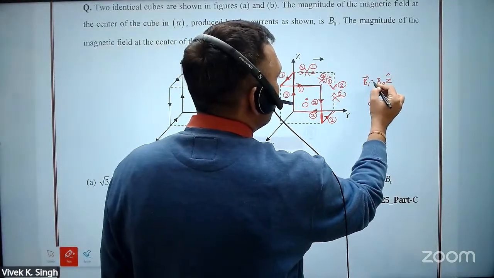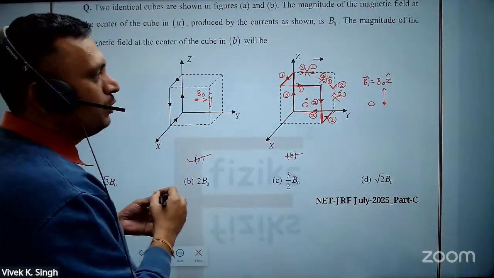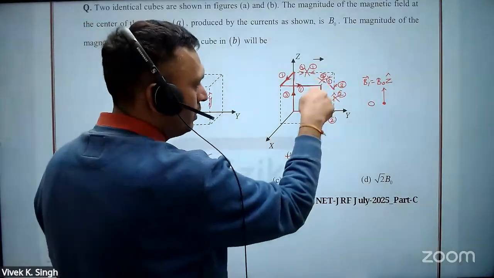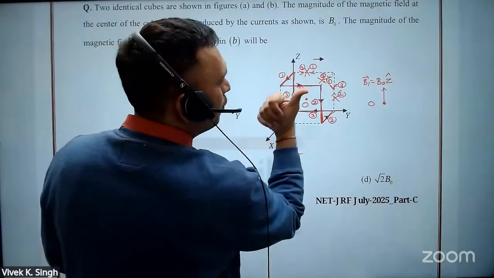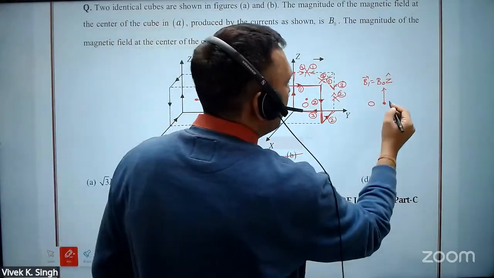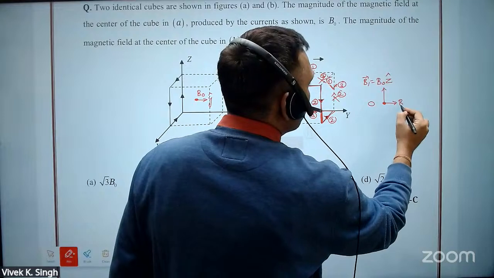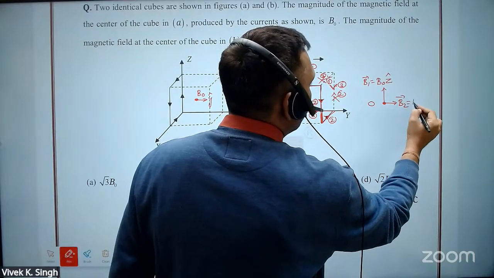This field is B1. Then you are taking this as loop 2. This is the direction of current. Current is flowing in this direction. So according to right hand rule, this direction is Y cap. So B2 is given by B naught Y cap.